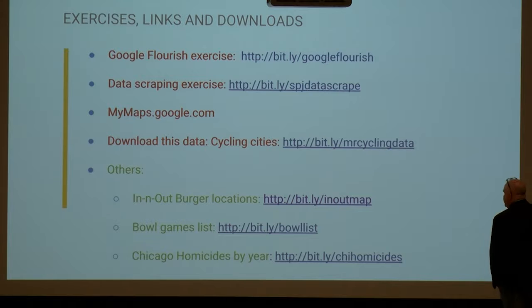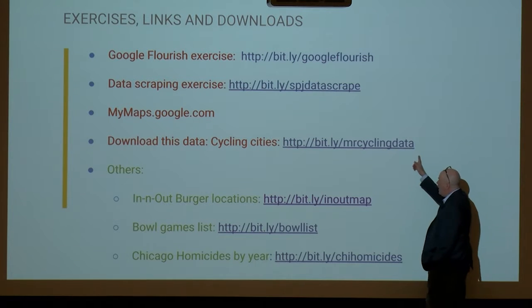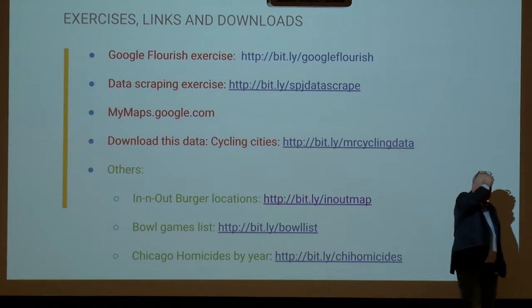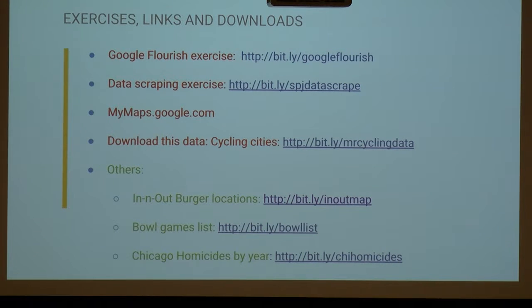I want you to open this data set, bit.ly/MR cycling data. This little bit.ly link right here. When you open it, it'll have a little arrow pointing down in the upper right. Just click on it, and it'll download to your downloads folder. This is an unofficial ranking database of great cities to go cycling in. A bunch of Google developers put together this little spreadsheet of 20 cities we think it's cool to go cycling in.